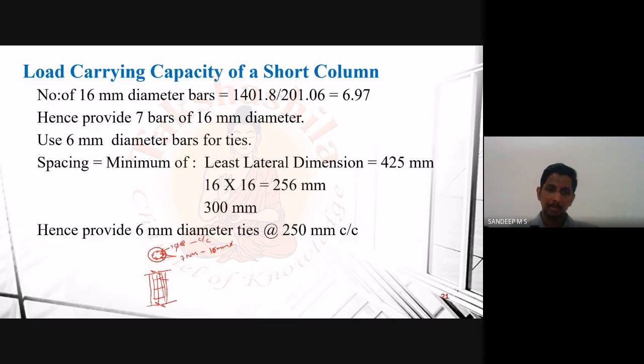So then what you have to do? You have to show like this. Ties, this is actually 6 millimeter phi at 250 millimeter C by C. Then we have these reinforcements, so 7 nos of 16 millimeter phi. Then you have to show the diameter. Anything else you want, you can show the cover also. So these things must be given, then only it will complete your problem.